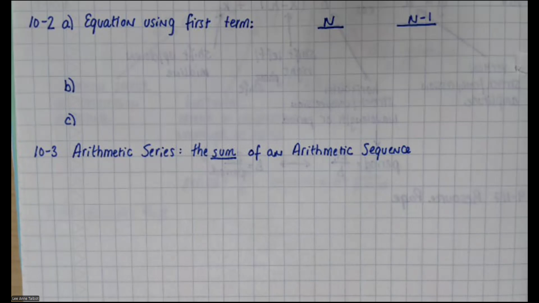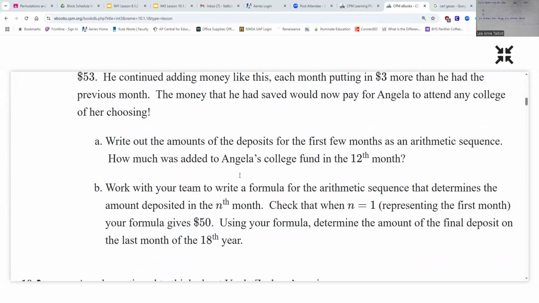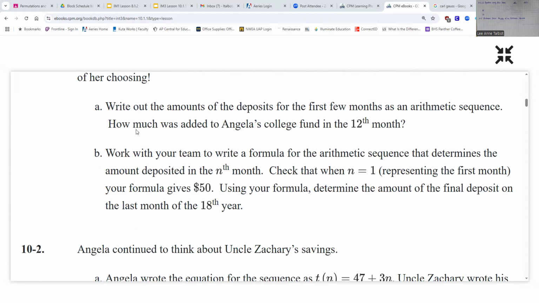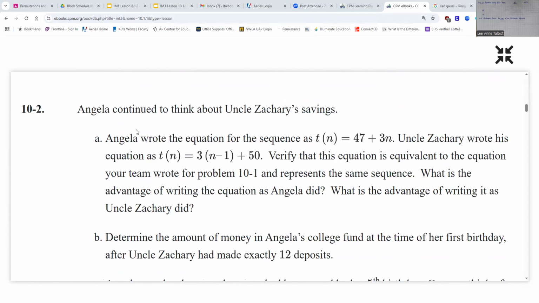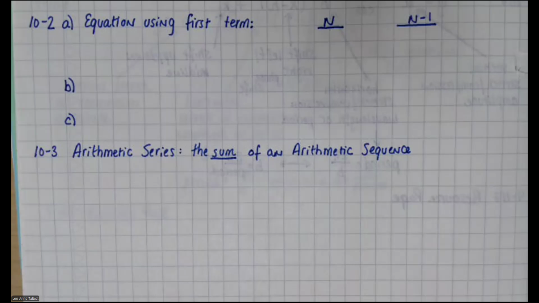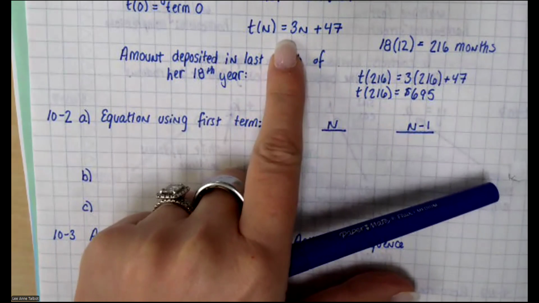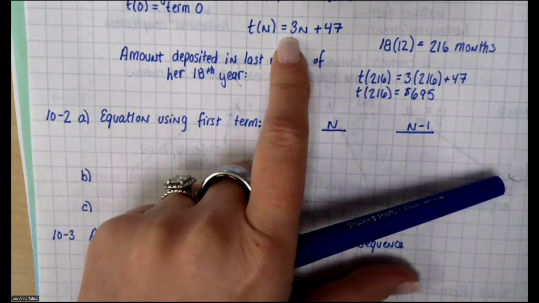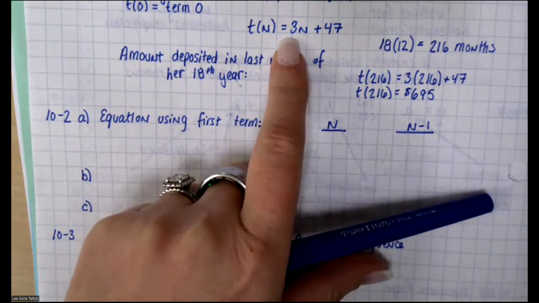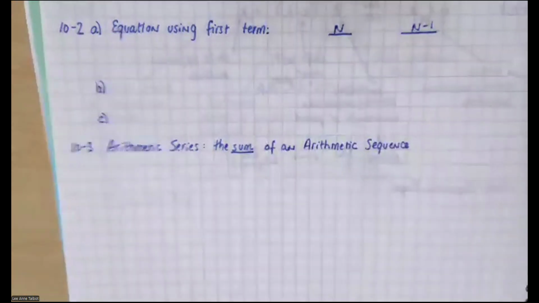All right, guys, so we left off with Uncle Zachary and Angela being super lucky and her uncle saving money for college. Okay, number two. Angela continued to think about Uncle Zachary's savings. Angela wrote the equation for the sequence as T of n equals 47 plus 3n. Okay, real quick. Ours was 3n plus 47. Those two are the same thing, right? 47 plus 3n and 3n plus 47. Everybody clear? Those are the same. Okay. Just making sure.